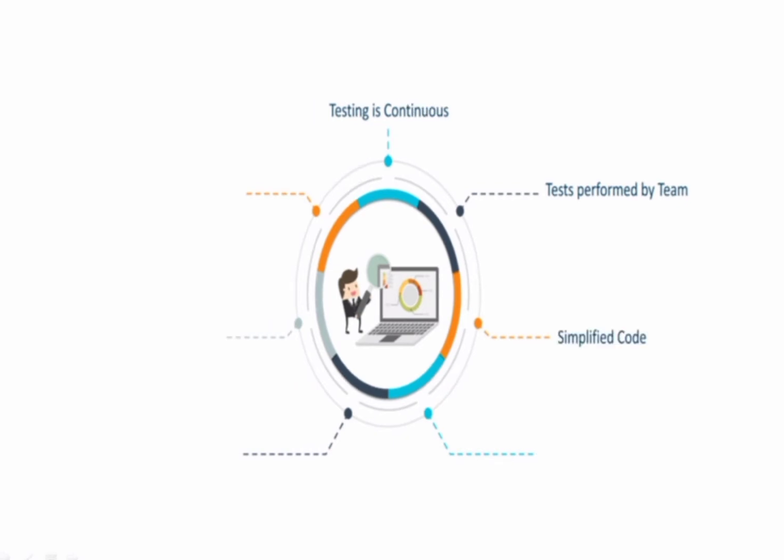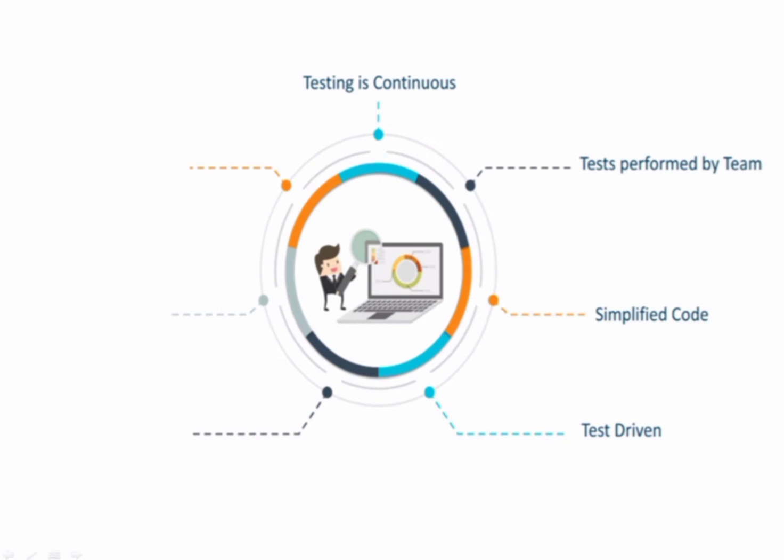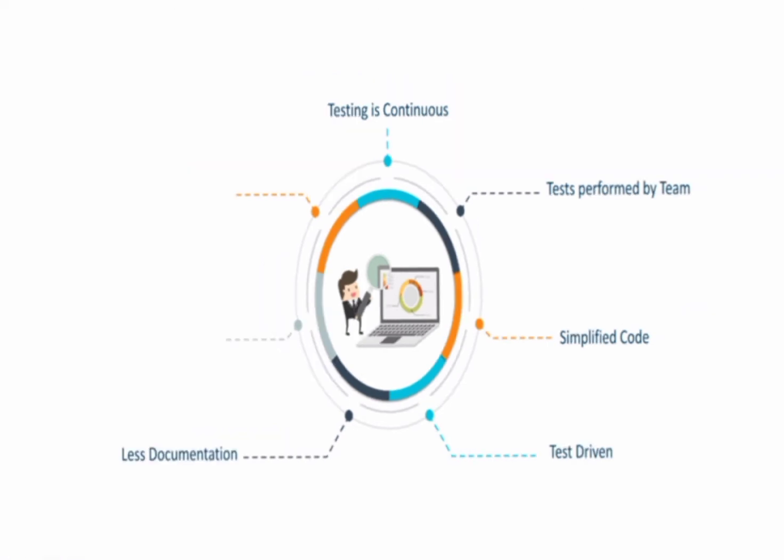Then we have simplified code. In simplified code, the team tests their software to ensure the code is clean and tight. Through regular testing of the software, issues can be easily detected. Test driven. In agile methods, testing is performed at the time of implementation, whereas in the traditional process, testing is performed after implementation.